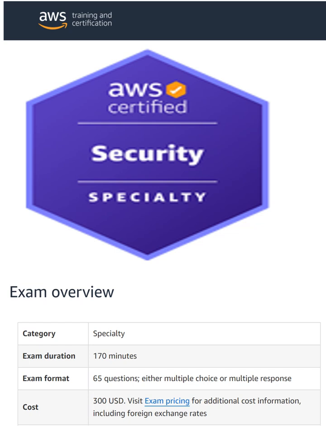The exam duration is 170 minutes. You have to make sure that you are attempting all the 65 questions in 170 minutes. Of the 65 questions, as I specified, 50 are scored and 15 questions are unscored. AWS uses those 15 questions for further analysis. The total cost of this examination is 300 USD.